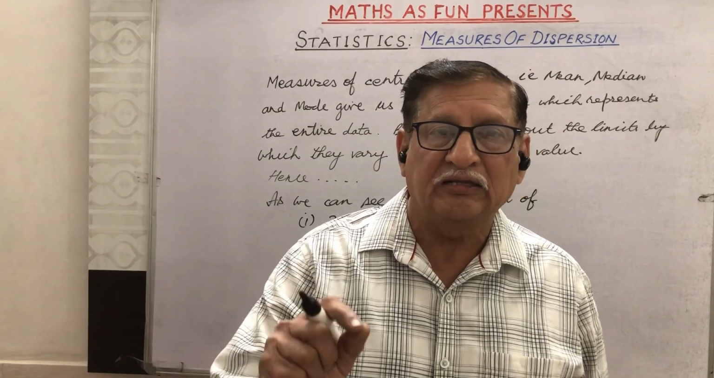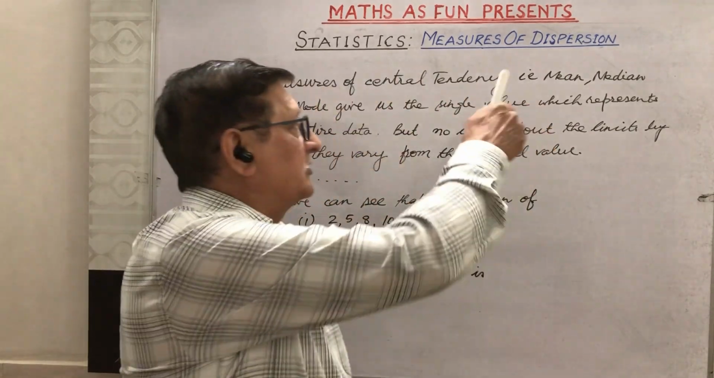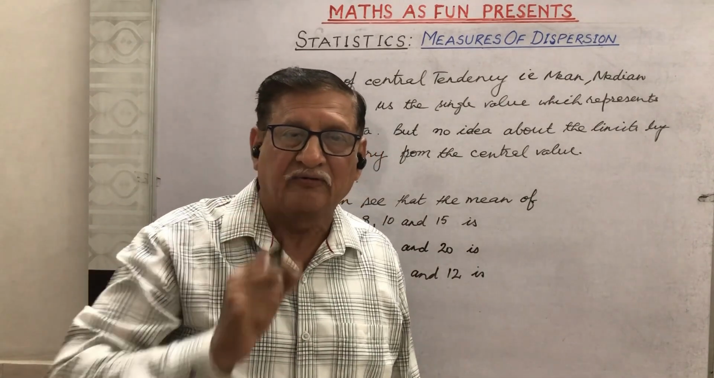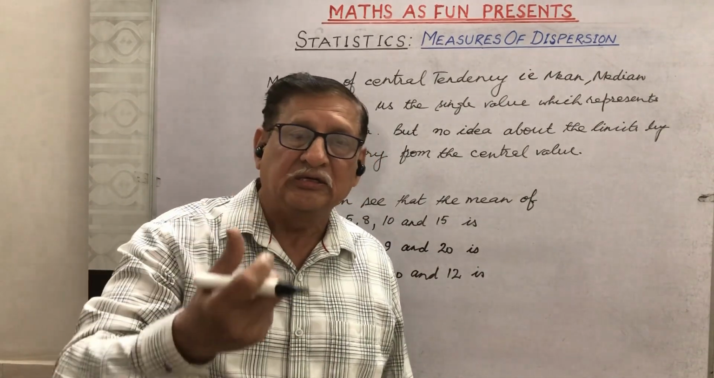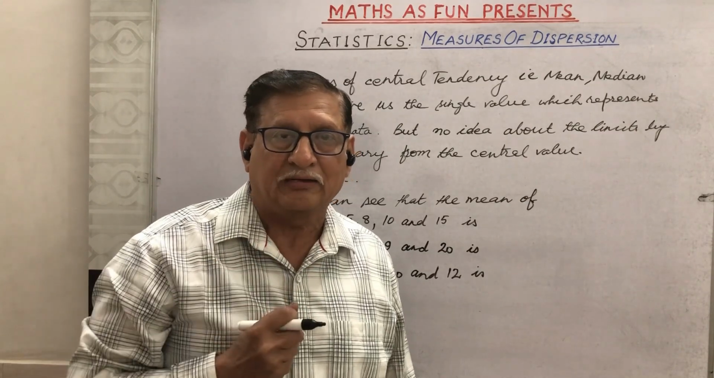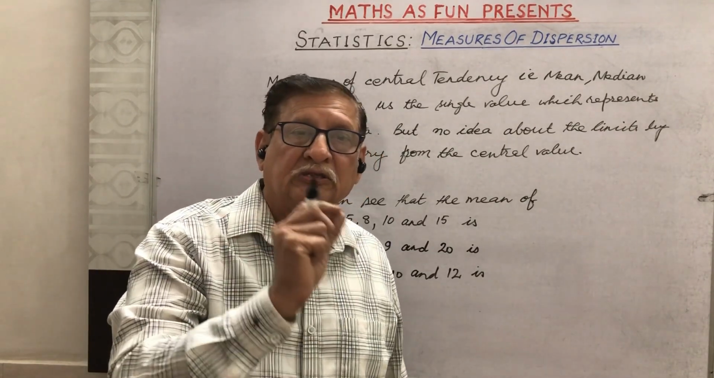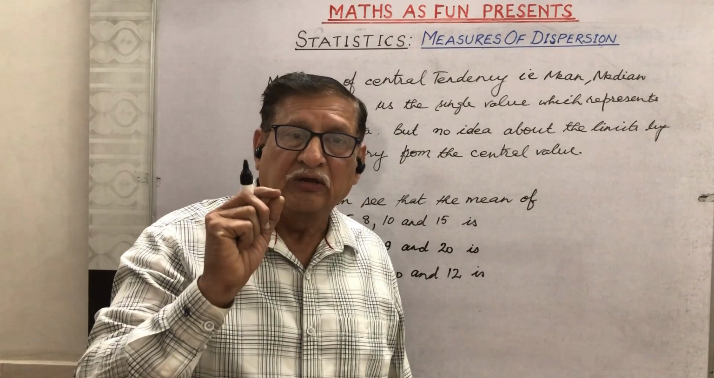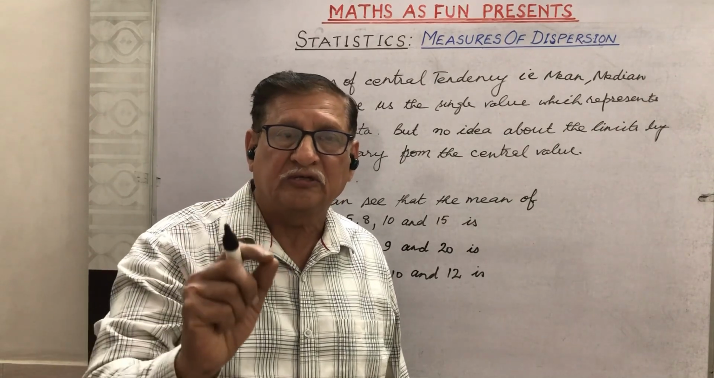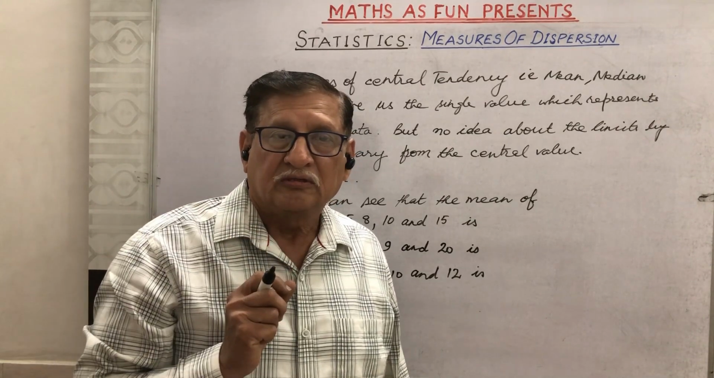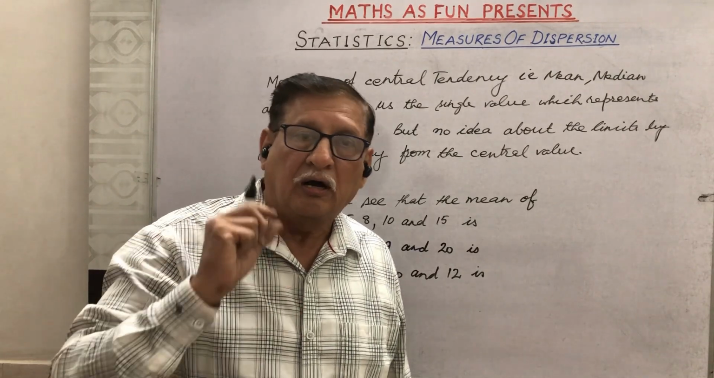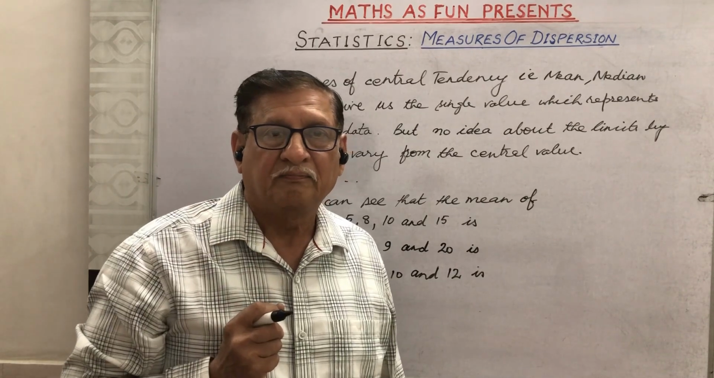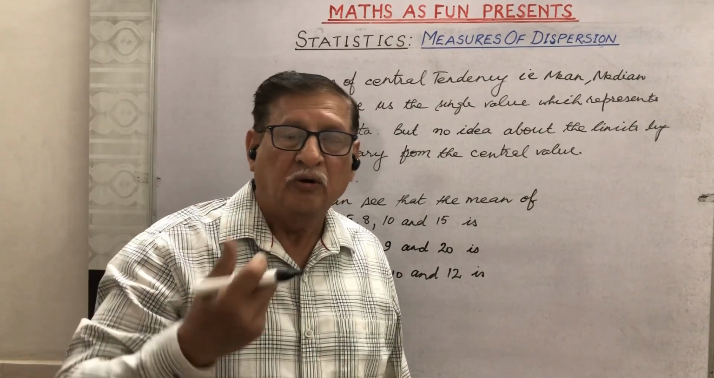See, when we were finding the measures of central tendency, that is mean, median and mode, that were giving us only a single value in the center of the complete data, which was representing the entire data. But it was not informing us about any of the spreading or the variation of the data around that particular central tendency, either mean or median or mode.